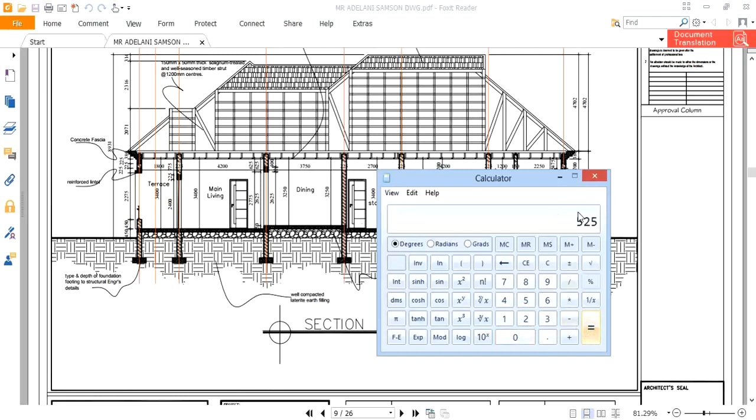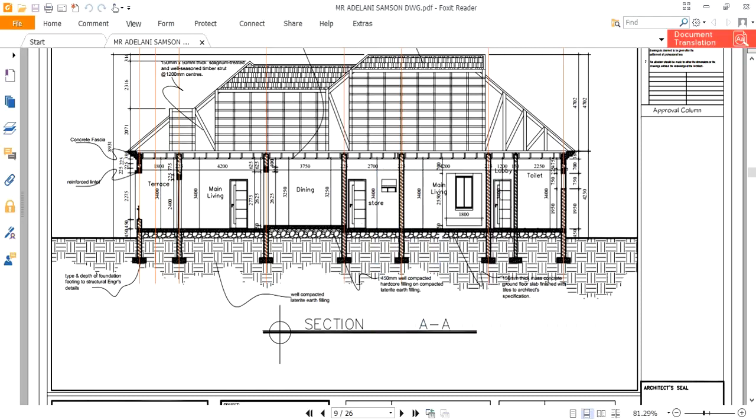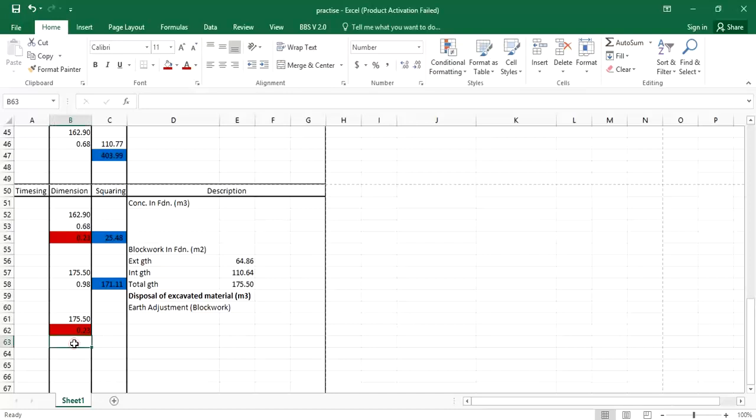So we obtain 525. So for our earth adjustment for block work, the height of block work we are going to remove from the excavated material is 525. Let's go there.